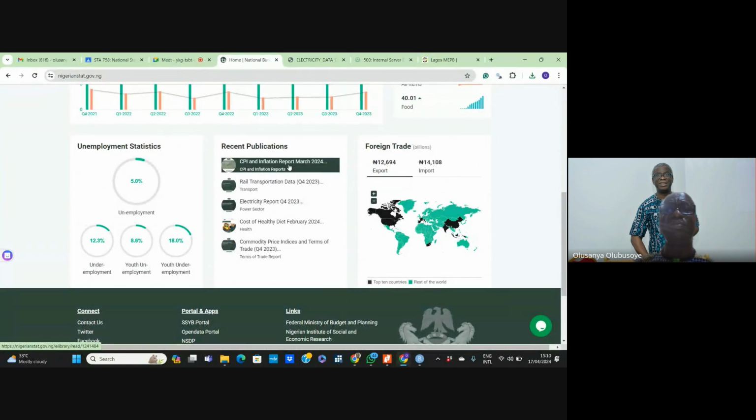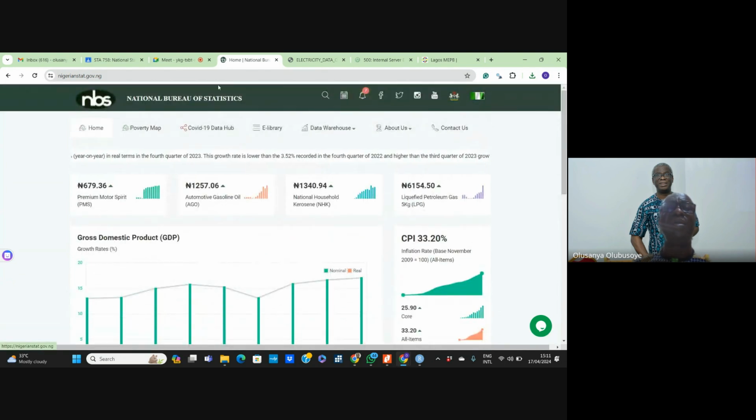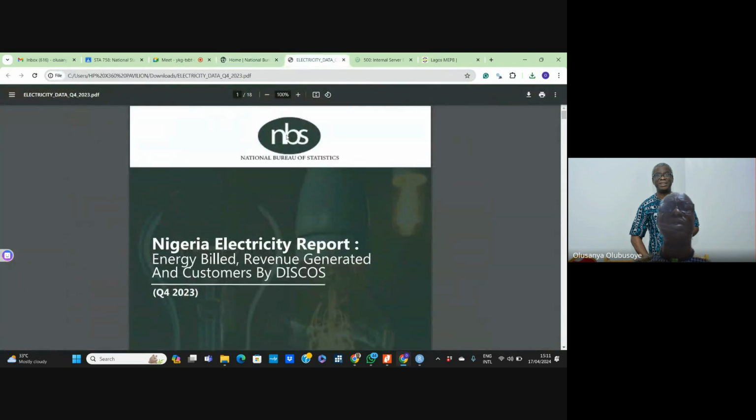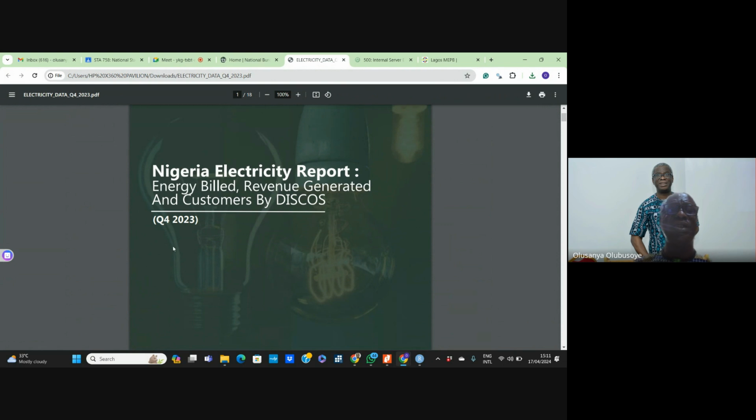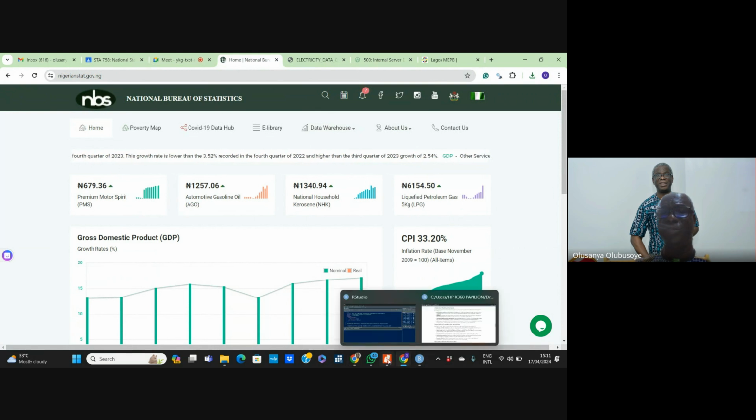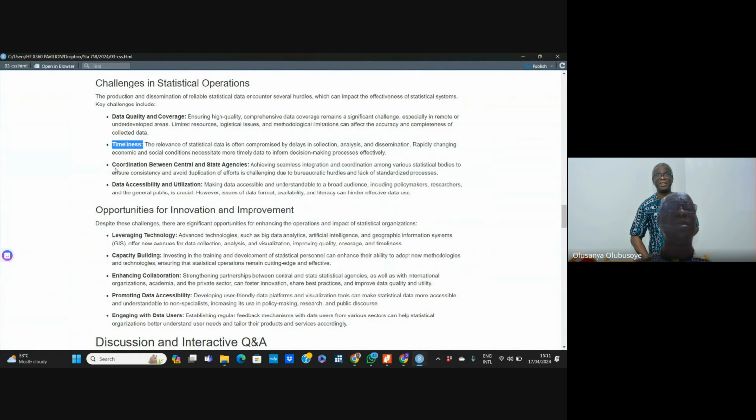You also have CPI inflation for 2024. That's good. But even this one that is 2023, why is it that we don't have it for every month? So that by now we should be talking about Nigerian electricity as at this month. So timeliness is a major challenge. Data will come at a very long time lag that is far from the current.